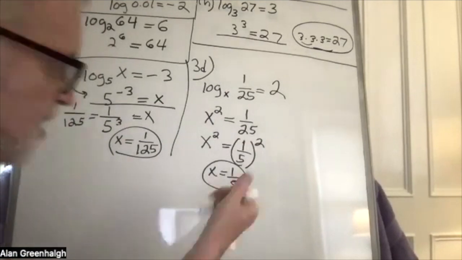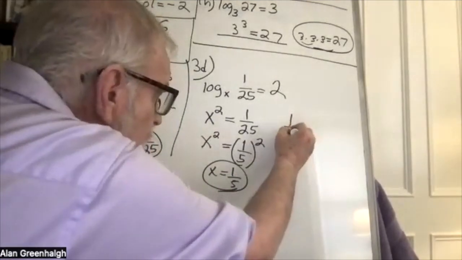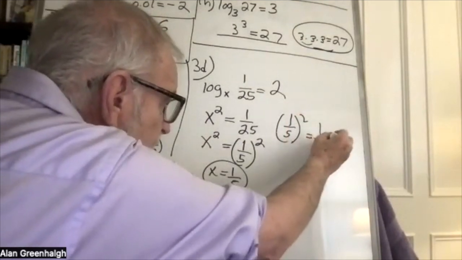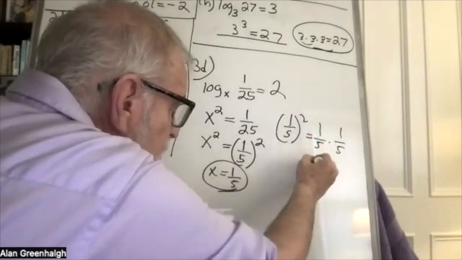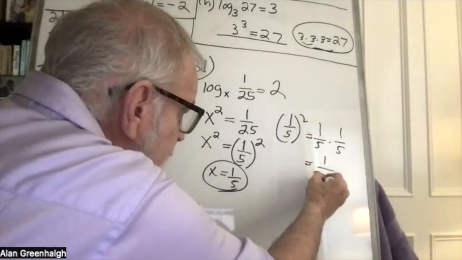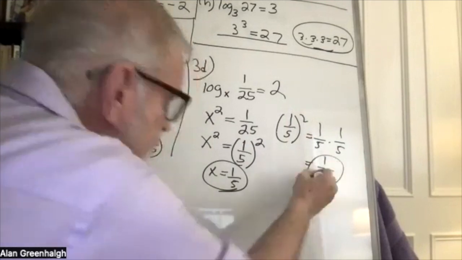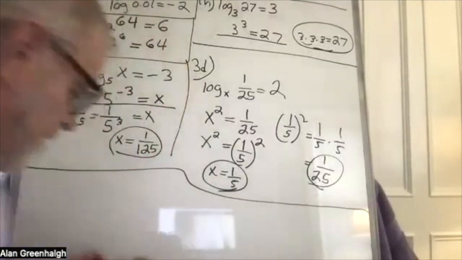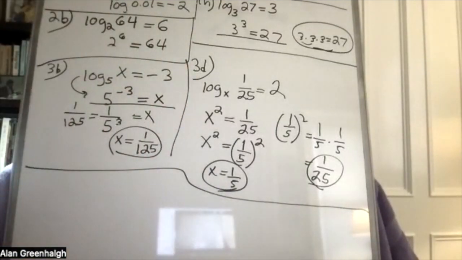And the check is simple. That would simply be 1/5 squared, which is equal to 1/5 times 1/5, which is equal to 1/25. Okay, so that's that. We're gonna be doing more of these today in class.